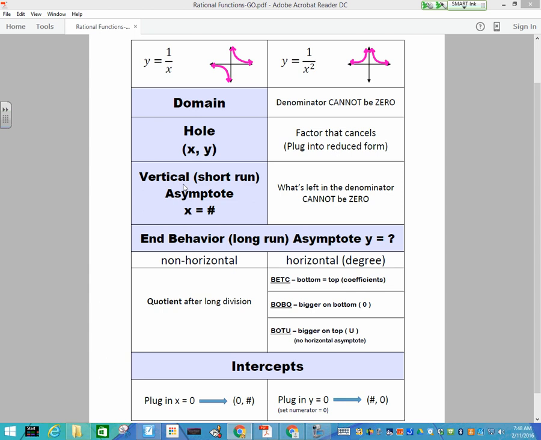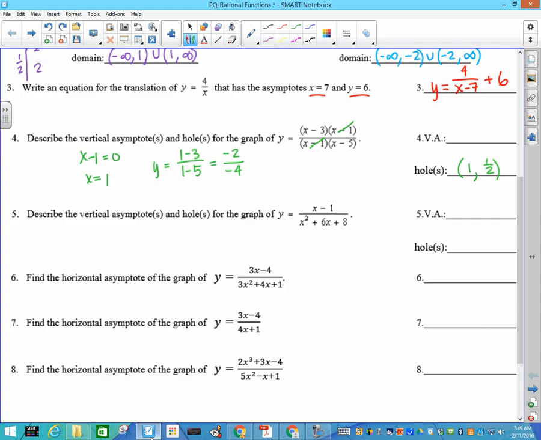Now, your vertical asymptote, you look at what's left in the denominator, and that can't be 0. Your vertical asymptote should always be x equals some number. So when I go back to my problem, what's left in my denominator is right here. I think y'all are good, but x minus 5 equals 0. So that, of course, means x equals 5. And that is our vertical asymptote. Okay? All right, look at the next one.